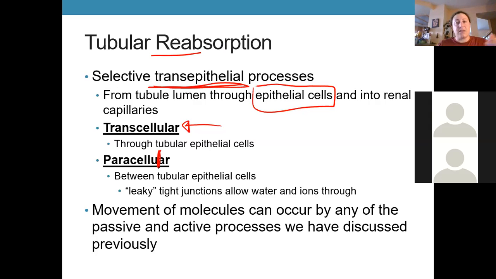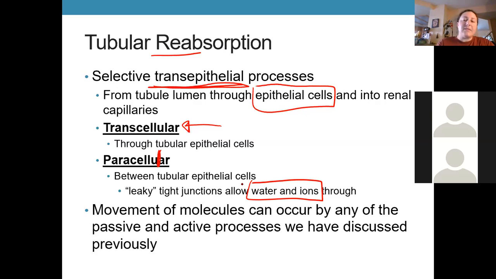If we actually manage to move things in between the cells, we call it a paracellular process. Now, unlike in the digestive system, where we have a lot of tight junctions to prevent paracellular movement out of the lumen, here we typically have less tight junctions. So we call them leaky tight junctions. We tend to have movement of water and electrolytes or ions in between the epithelial cells. So we get more flow by passive processes in the renal tubules than we would in the digestive system.